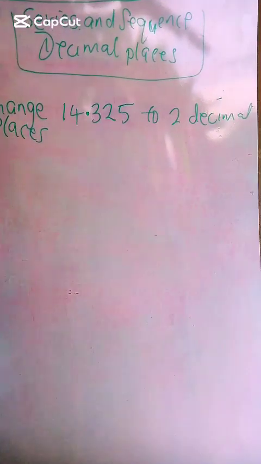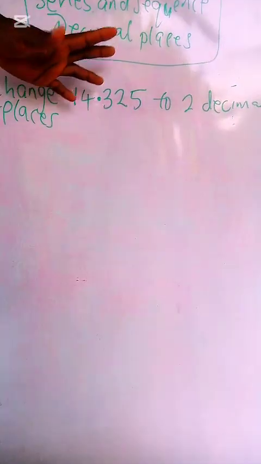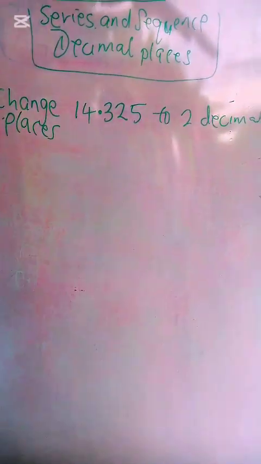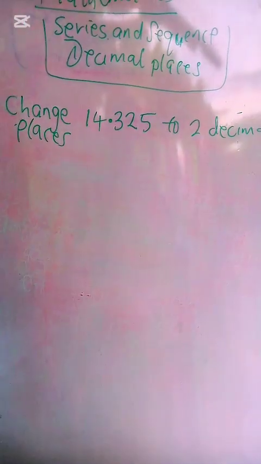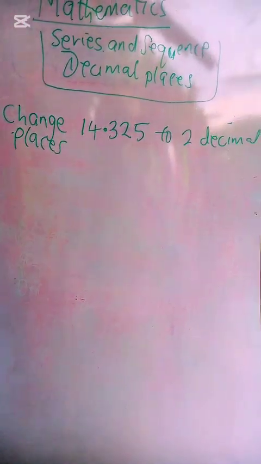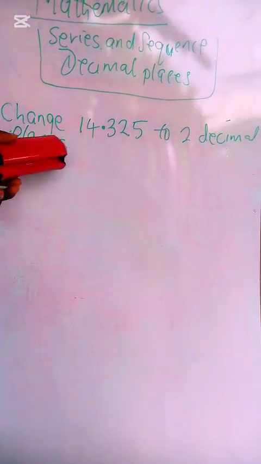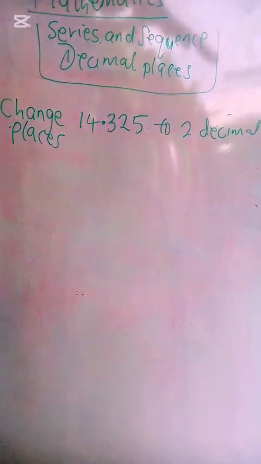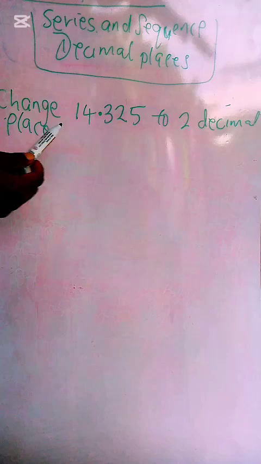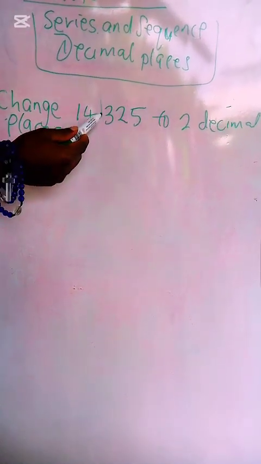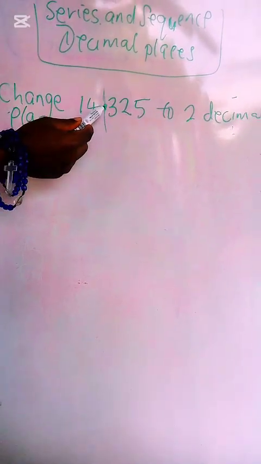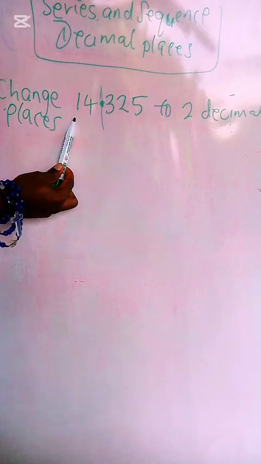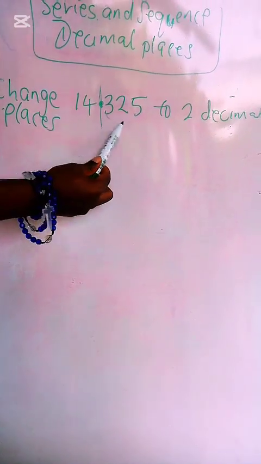Alright, so we have a series and a sequence, and then we have decimal places. So the first question we are asked to solve is to convert 14.325 to 2 decimal places. And whenever you are talking about decimal places, we start from after this point. As you can see, there is a point here. Here is before the point, and here is after the point.